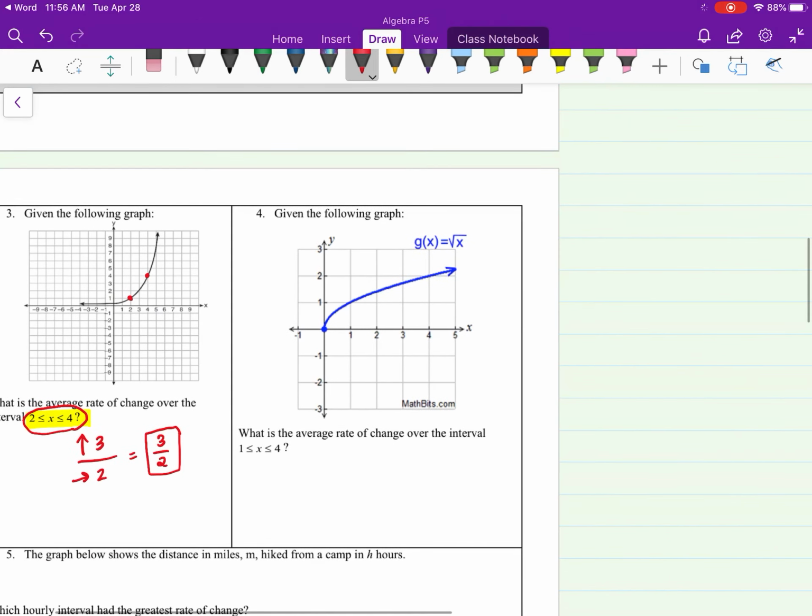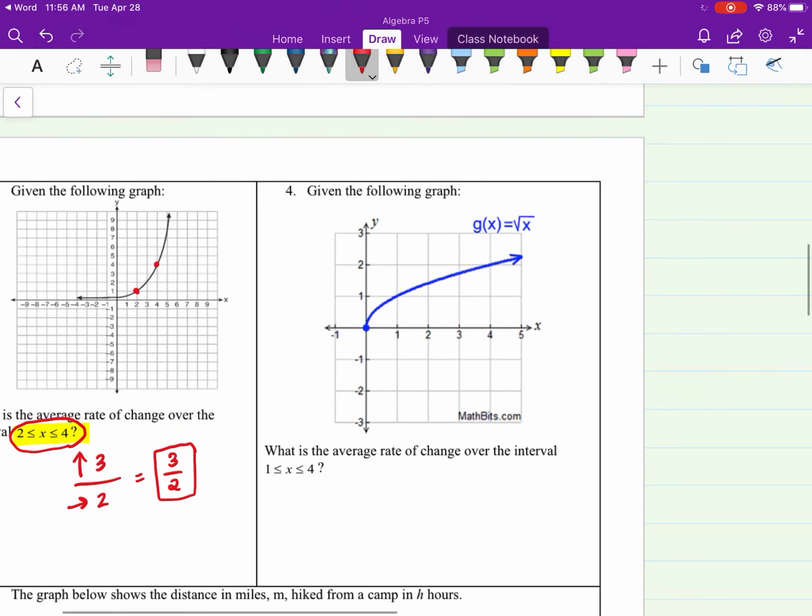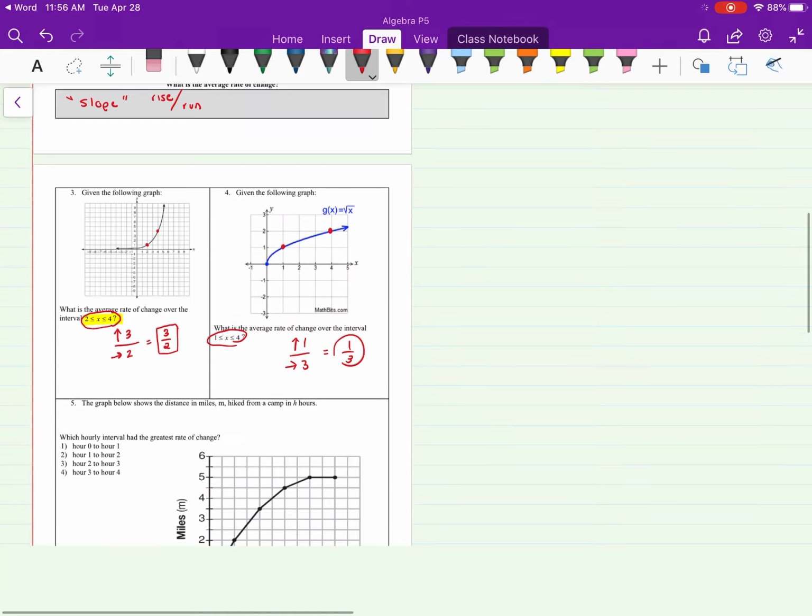Let me do one more with you, and I'll be in Google Meet if you guys have any questions. What is the average rate of change over the interval from 1 to 4? So go to 1 and plot the point, and go to 4 on the x-axis and plot the point up there. And to go from that dot to that dot, we're going up 1 and to the right 3. So the average rate of change is 1/3. So that's how you find the average rate of change graphically.